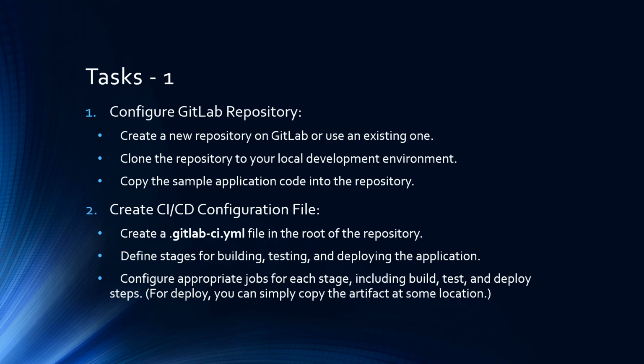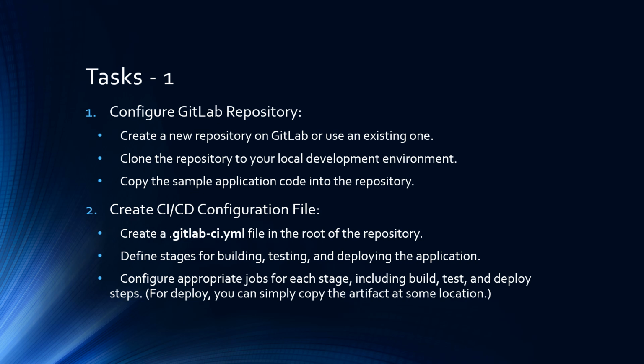Let's look at the first set of configuration tasks outlined in our slide. For the GitLab repository configuration, you'll be setting up a fresh repository or utilizing an existing one. The crucial step here is cloning this repository to your local development environment, which creates a working copy where you'll implement your CI/CD configuration. The slide emphasizes creating the GitLab CI.yml file, which is the cornerstone of your pipeline configuration.